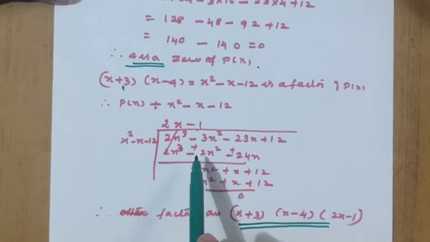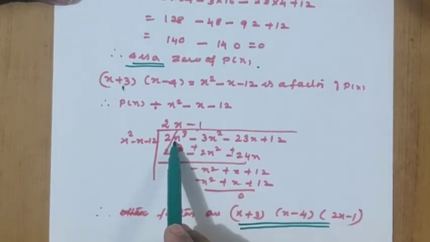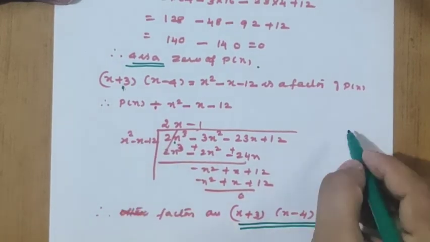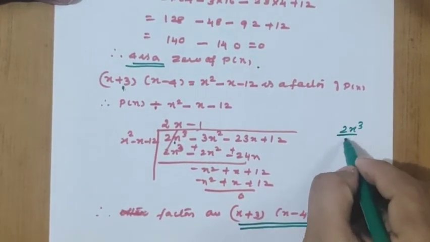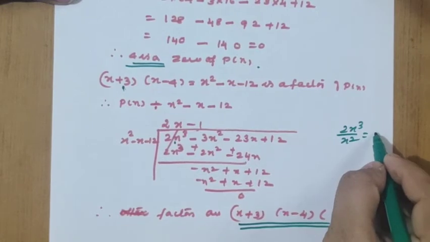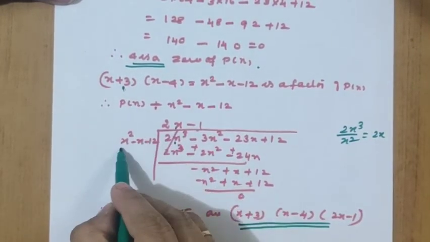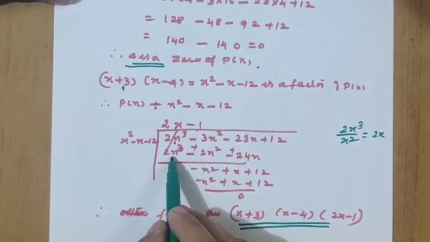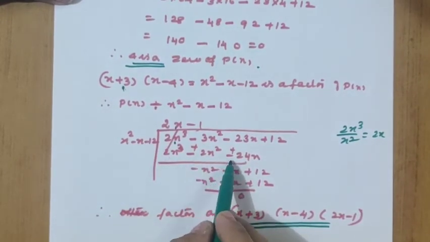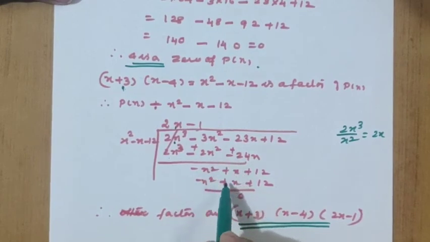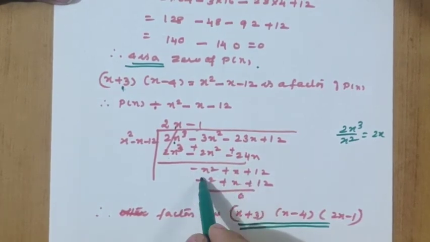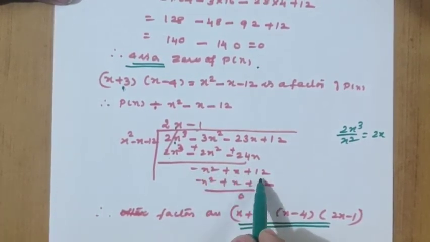Anybody who needs this division process, always check the dividend's first term. Here 2x cube divided by x square, so you will get 2x only. So that is the quotient term. Then 2x is to be multiplied with each term, you will get 2x cube minus 2x square minus 24x. Again, opposite sign, should do the subtraction. So you will get minus x square plus x plus 12.